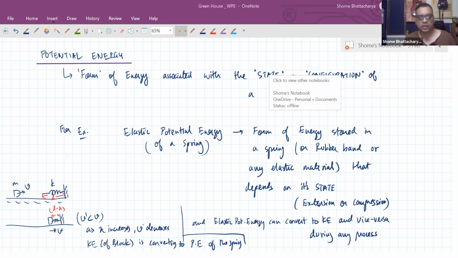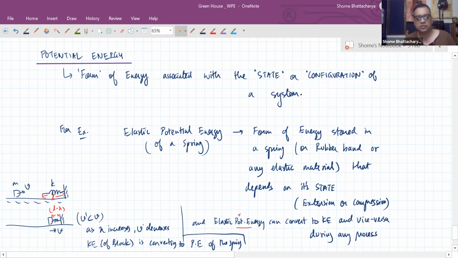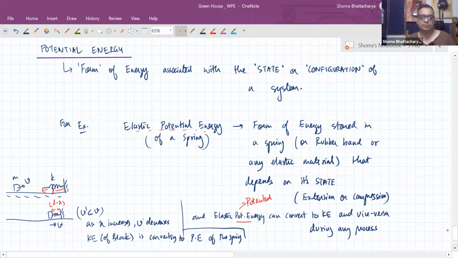Okay, no problem. I thought you were asking about this. This is potential energy, it's just a short form for potential. So anyway, what is elastic potential energy? It is a form of energy that is associated with the state. Now obviously we haven't learned about this before, so we don't know the formula yet, but by general idea, what do we mean by elastic potential energy?